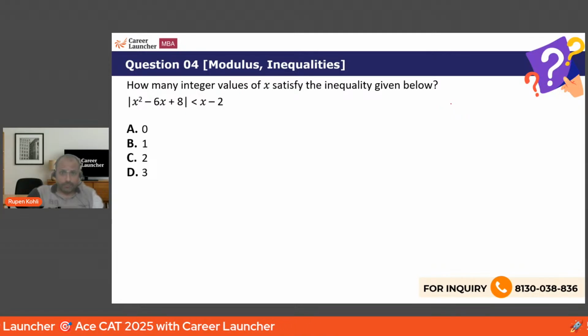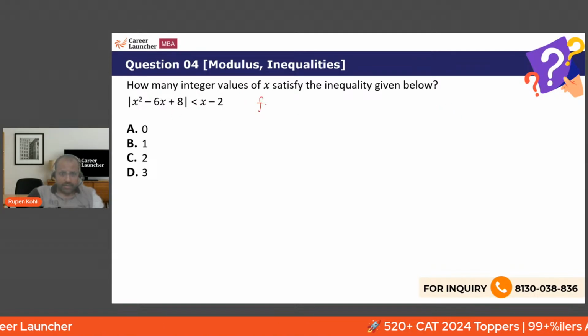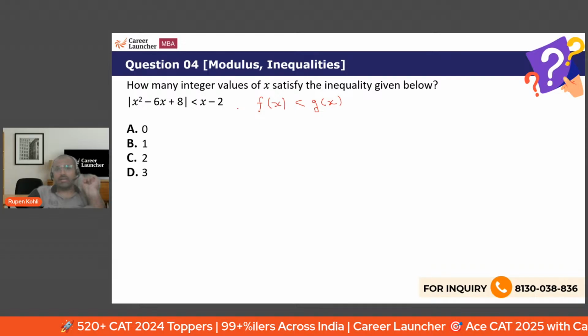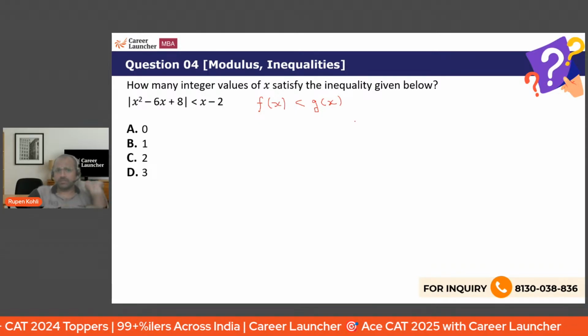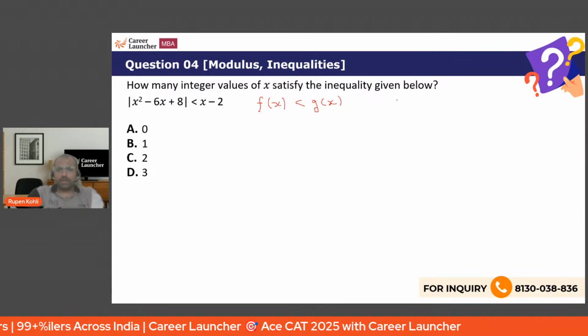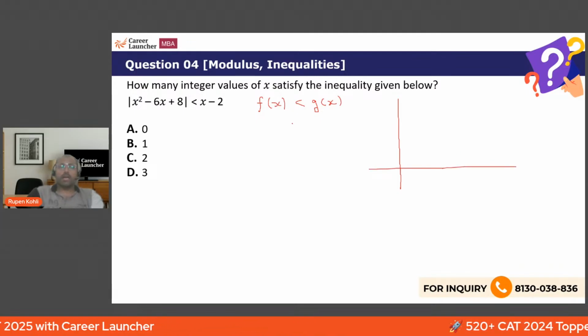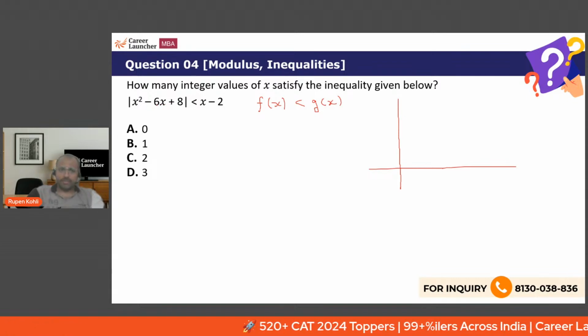And here is what I would do. I would read this as if I'm looking at an inequality which says f(x) is less than g(x), where f(x) is this quadratic expression with a modulus and g(x) is this linear function, right? So let me put them on the graph, and let me analyze what it is trying to tell me. This quadratic is obviously very simply (x minus 2) into (x minus 4), a very simple factorization. So it has the roots which are 2 and 4.